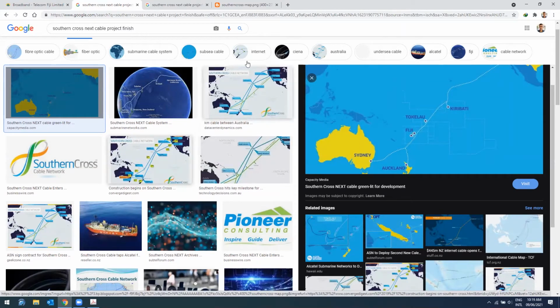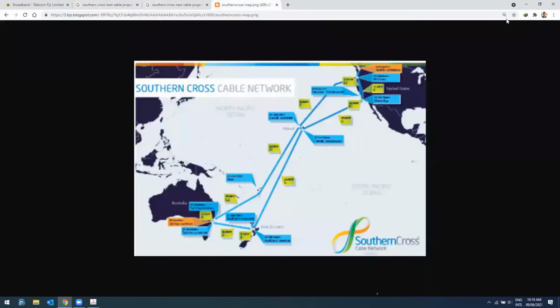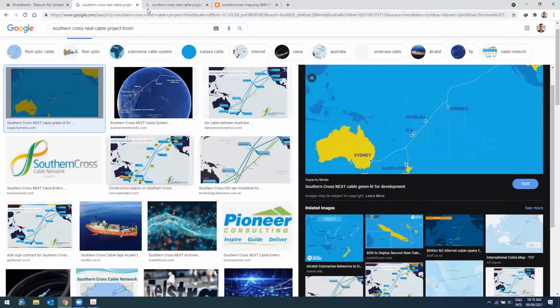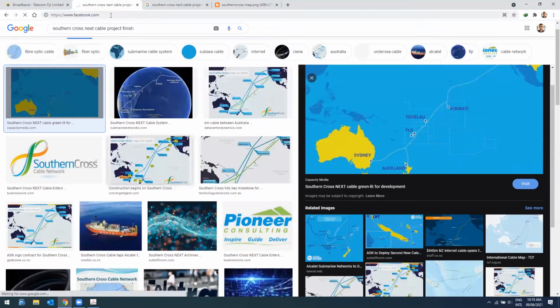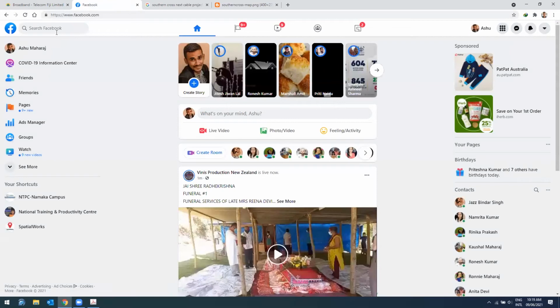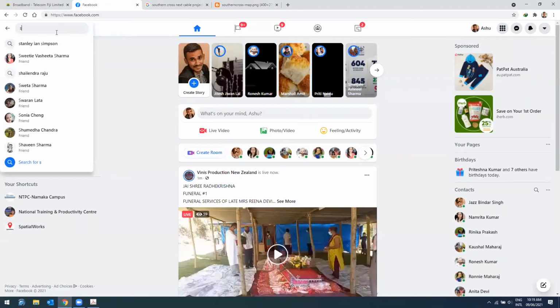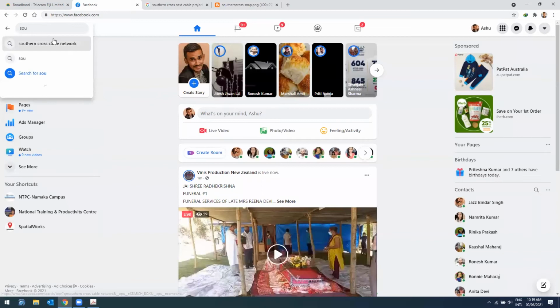So these lines are... do you guys want to see the pictures of how they are laying it? Yes, sir. Yes. For that, I'll just have to open my Facebook, because they had posted it on Facebook. If you're on Facebook, please do go and search for their page, Southern Cross Cable.